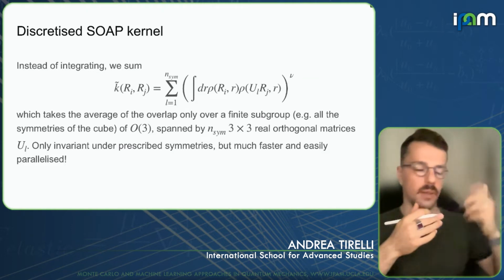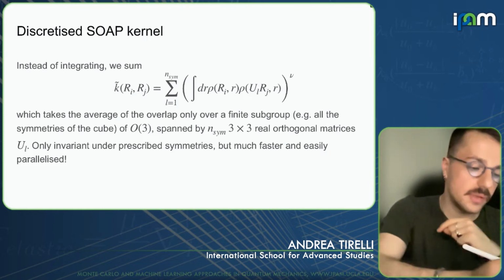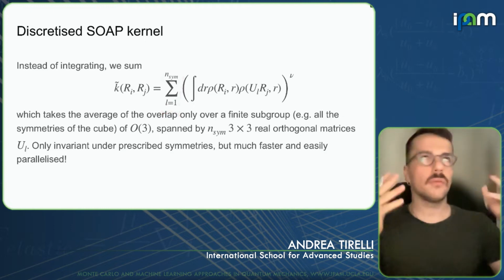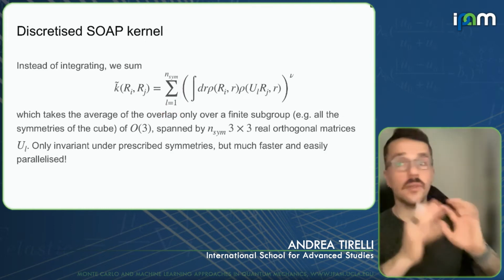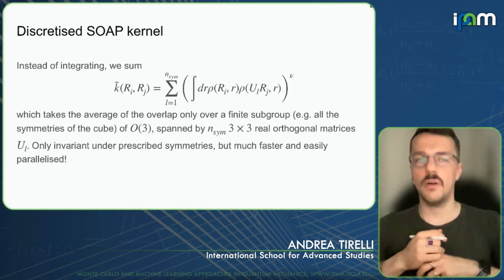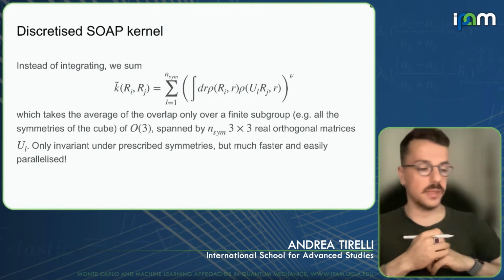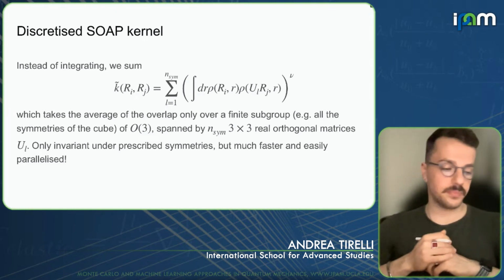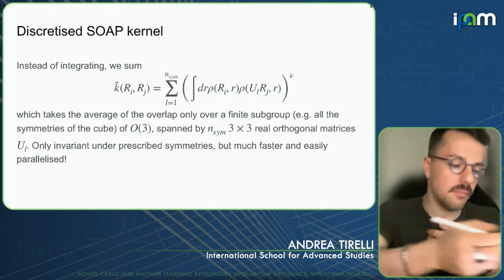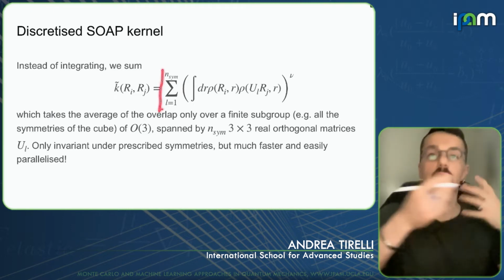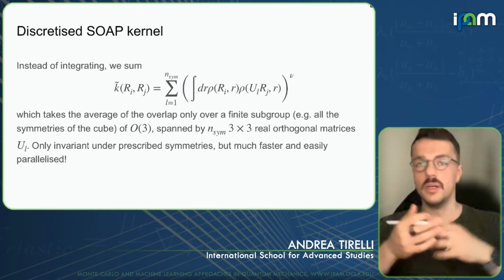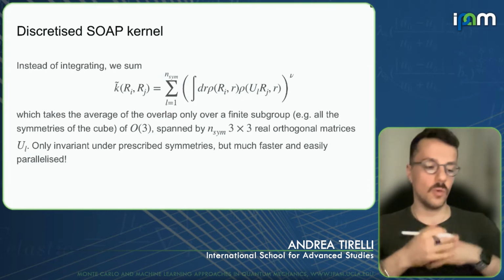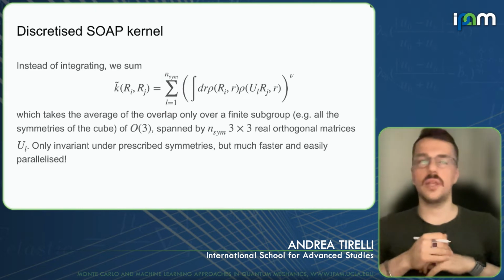is very similar to the one above. The main difference being that instead of integrating over the entire group, we are just summing, integrating over a discrete subgroup of all the possible symmetries of the 3D space. And of course, this is important because computing a sum of this kind is going to be much more computationally effective. It can be easily parallelized, so we are somehow safe from the computational point of view.